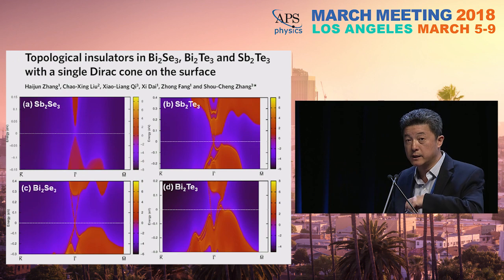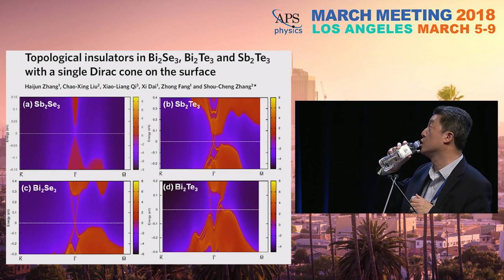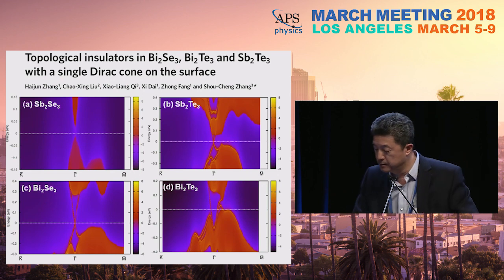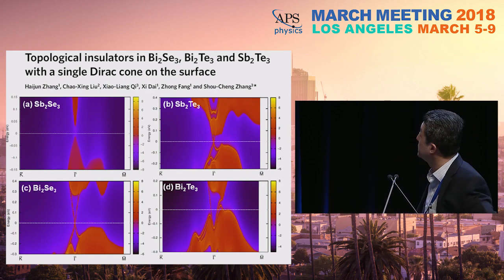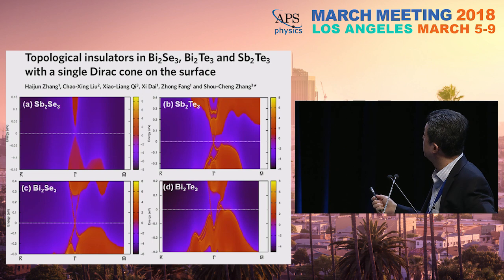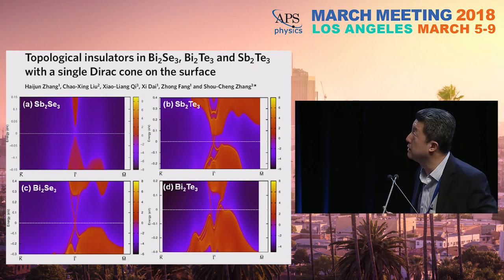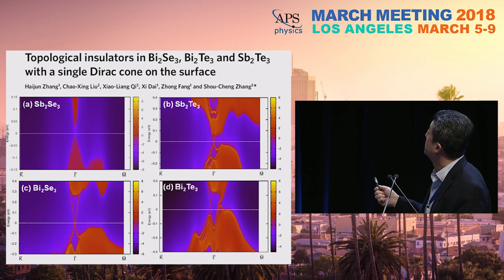So afterwards, there are theoretical predictions, both in concept and in material, of the 3D topological insulator. And our group actually predicted by now a very, very popular 3-dimensional topological insulator in the material system of bismuth selenide, bismuth telluride, antimony telluride.